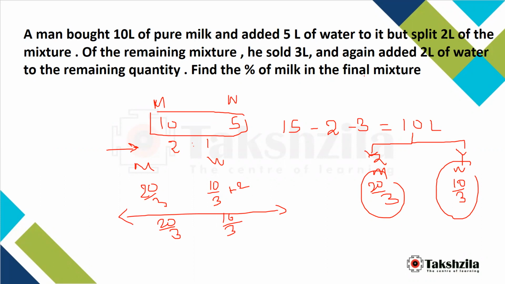Now the question is find the percentage of milk in the final mixture. So the total mixture will be how much? 12 liters. And milk will be 20/3. Total is 12. So this will be 20/36. Percentage if we calculate, so this will be 55.55% will be the answer to this question. That's it. We are done.